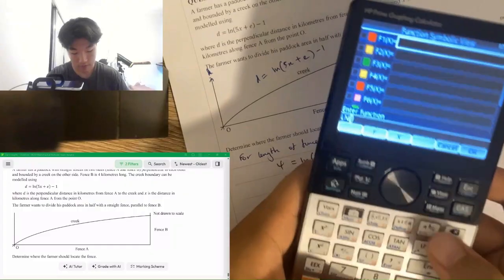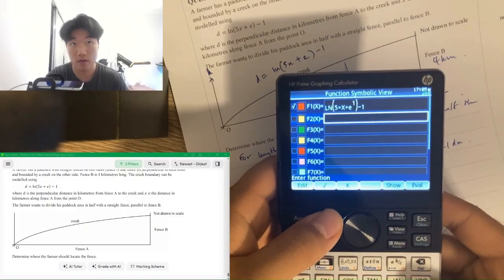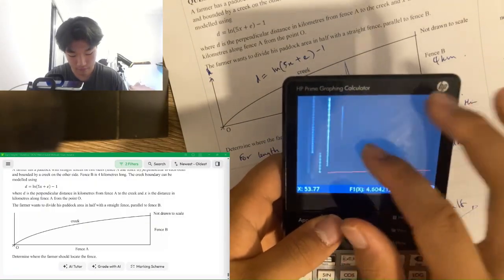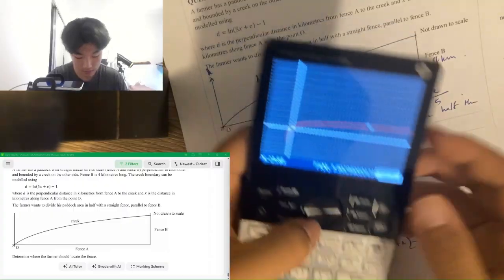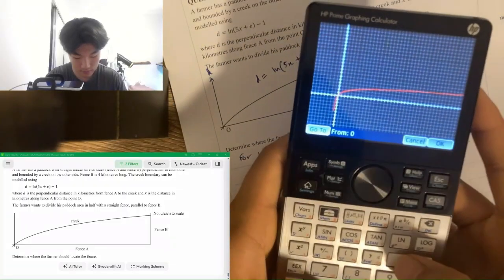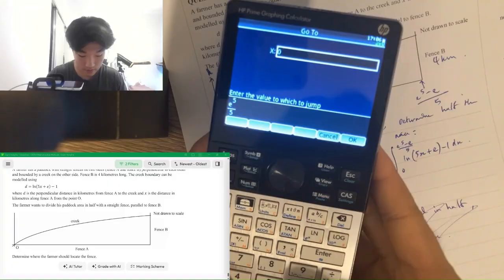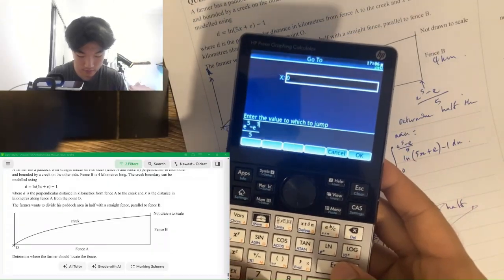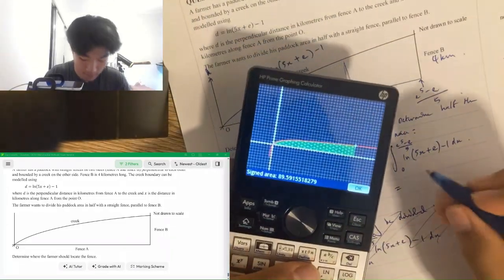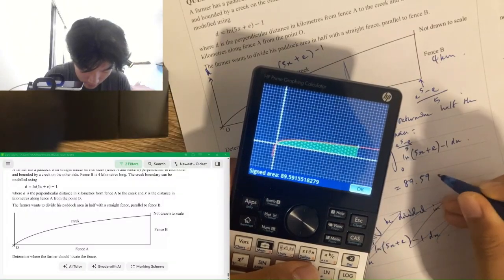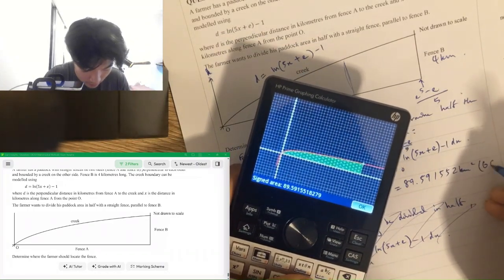ln of 5x plus e, and then minus 1. So something like this. And then we go signed area from 0 to e to the 5 minus e, all divided by 5. So this equals 89.591552 squared. That's from the graphics calculator.